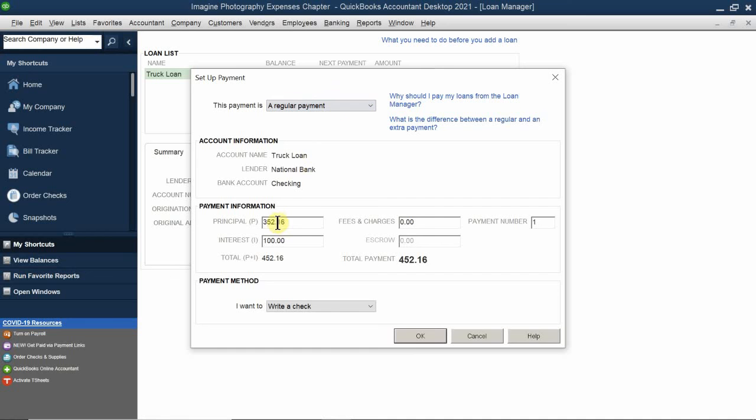So in this case, I'm making a regular payment. Okay, for my truck loan to National Bank, I'm using my checking account. Now, in this case, how much money am I going to be paying? Well, if interest is going to be 5%, which it's already calculated here, that means $100 of the $400 is going to go to interest, and $300 is going to go to my actual principal. So this is where you get it, right?